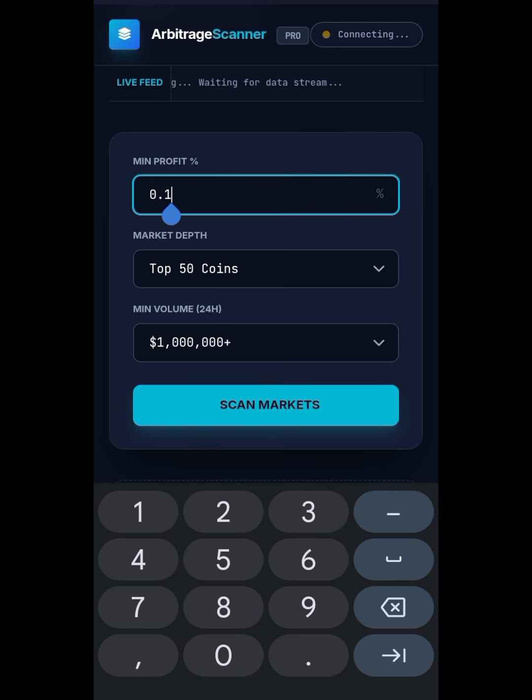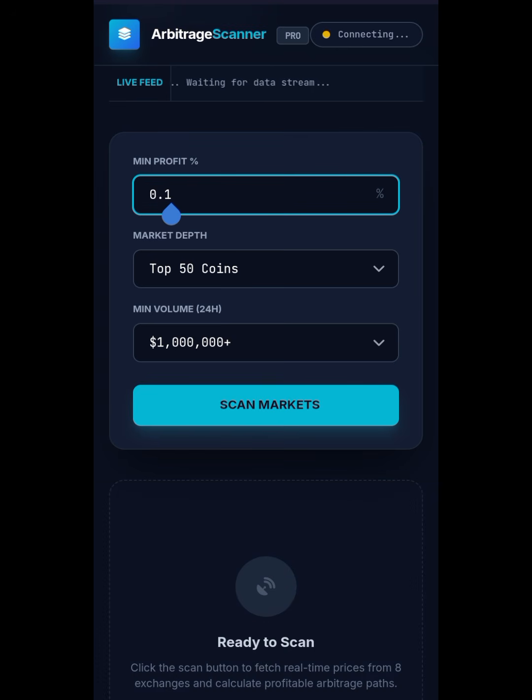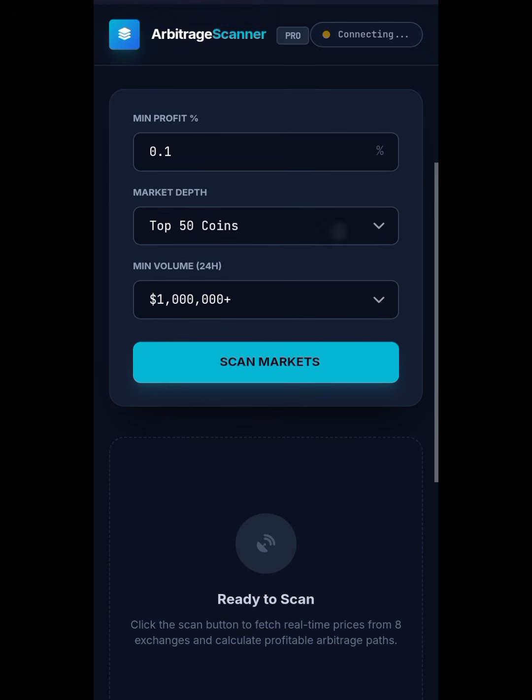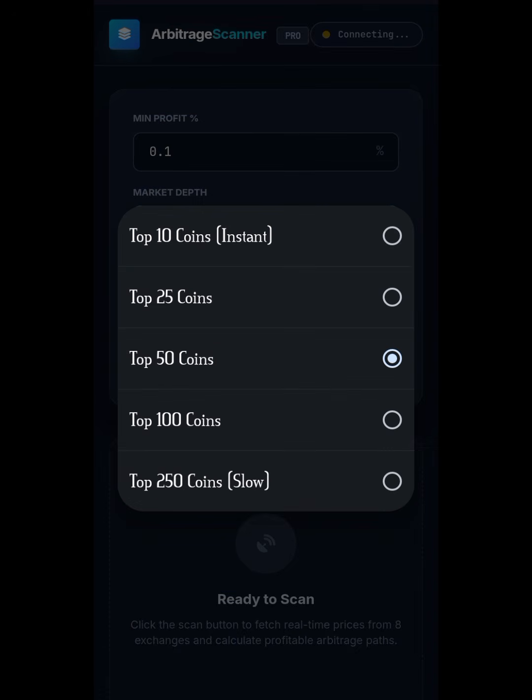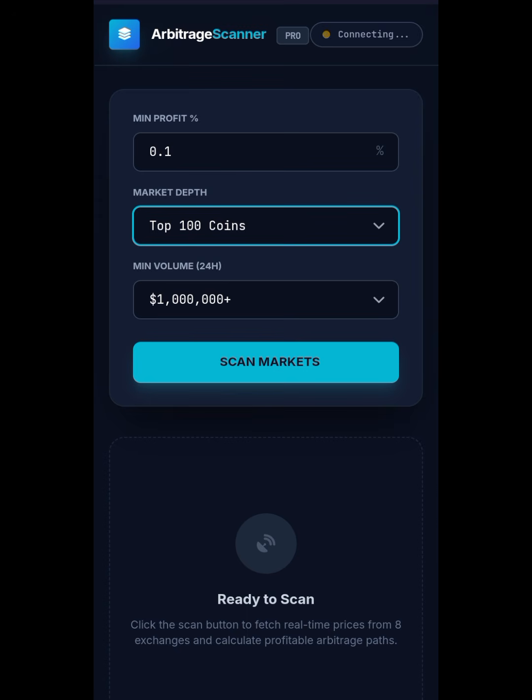It should be 0.1. You can put any amount, you can put 1%, you can put 2%, but you should show from 0% to at least the highest that is available, right? This will enable you to find all the opportunities that are available if you put 0.1, right? So let's put it at 0.1. Then you have market depth, that is top coins. You have 25, 50, 100 and 250 coins. If you're looking for 250 coins, it's possible, but it takes time for the scanner to analyze the whole market and find those 250 coins. So let's go with something reasonable and faster, right?